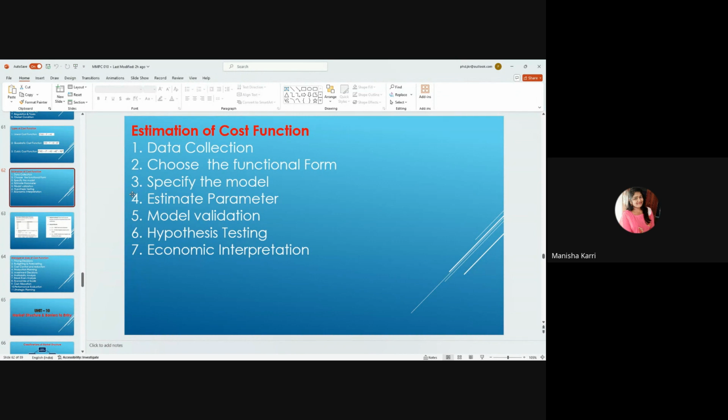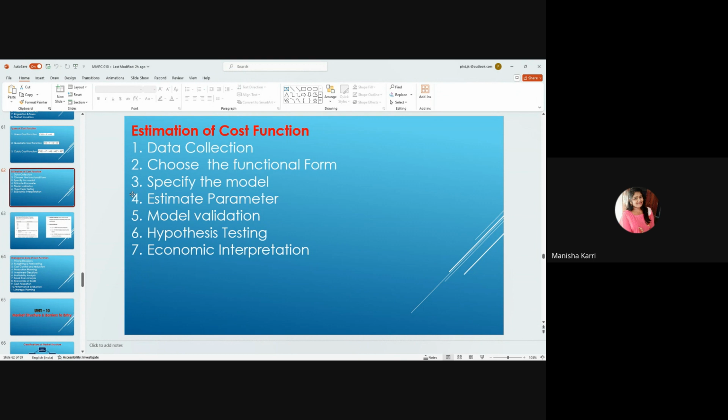Later, the sixth step is hypothesis testing, means conducting some hypothesis tests on the estimated parameters, for example like t-tests, to determine their statistical significance.